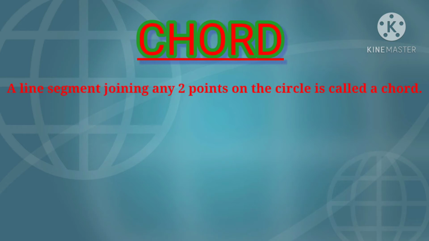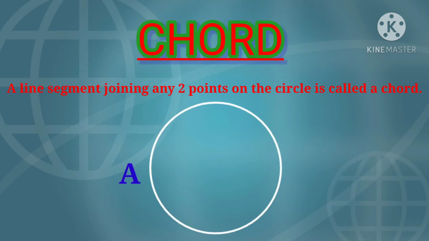The next term is chord. The definition of a chord: a line segment joining any 2 points on the circle is called a chord. Here you can observe a circle. On this circle, A and B points are there. If we join these 2 points, AB is called a chord.